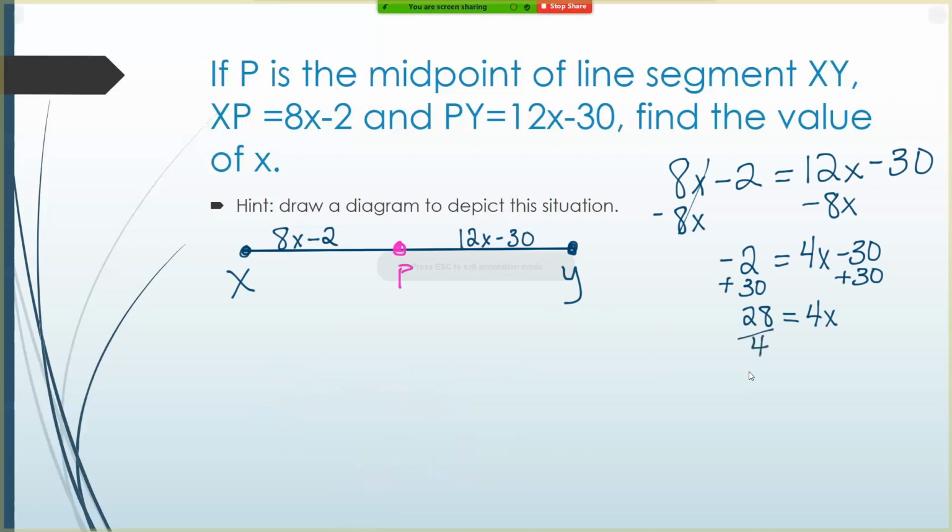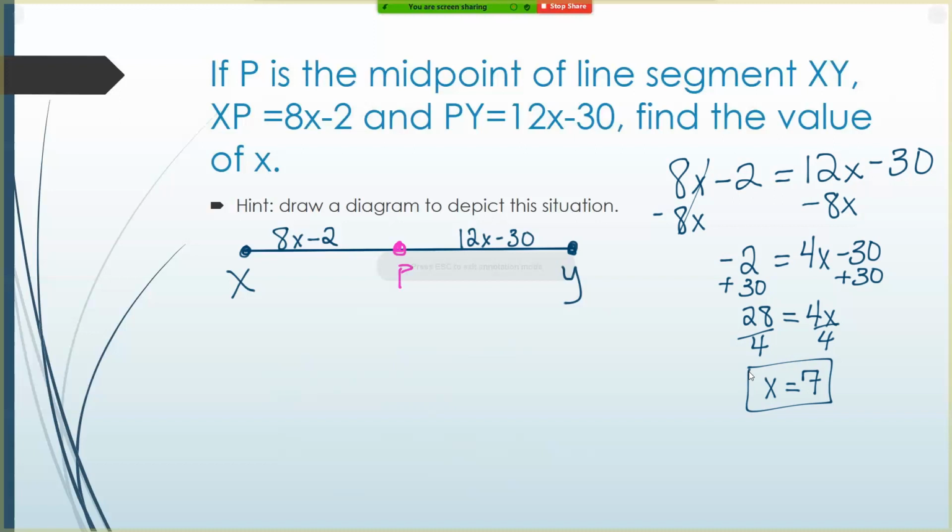Divide by 4, and x equals... So this tells us that x has to equal 7. You could go back in and plug x in here to figure out the distance from X to P, which of course would be the same as P to Y.